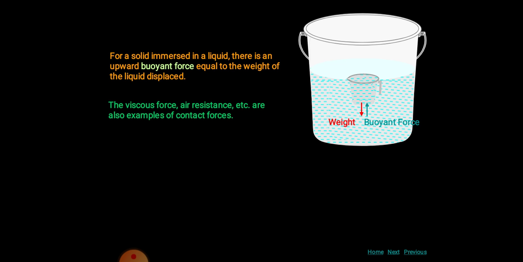So viscous force and air resistance are also examples of contact force. The viscous force is nothing but the force between a body and a fluid. Air resistance describes what? The force in opposition to the relative motion of an object as it passes through the air. So viscous force and air resistance we will also discuss in a particular chapter. Just remember that these are examples of contact forces.